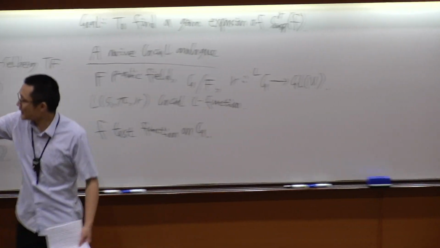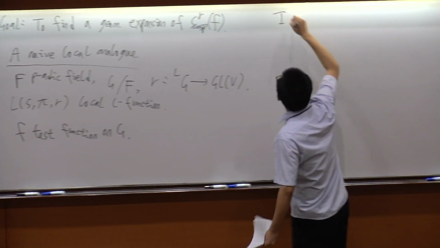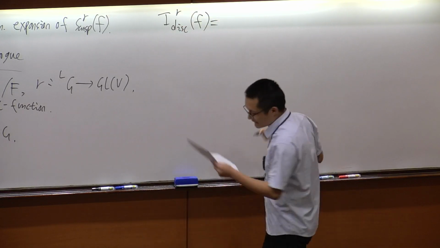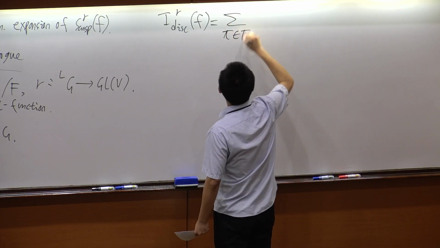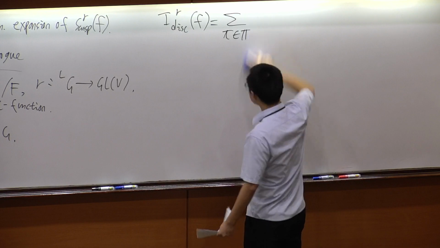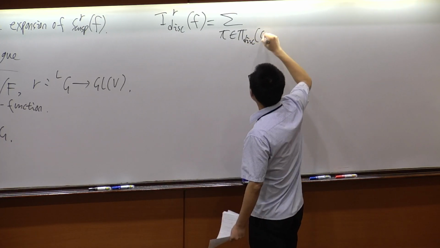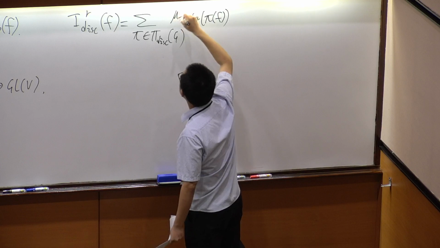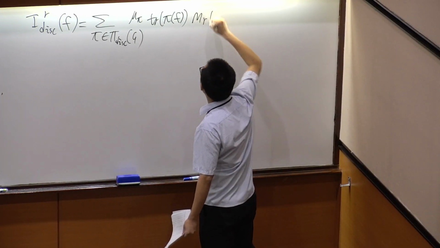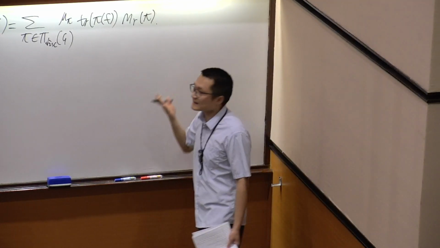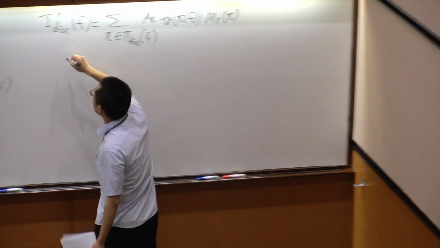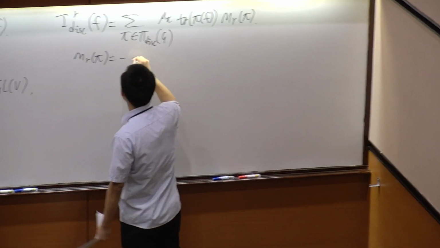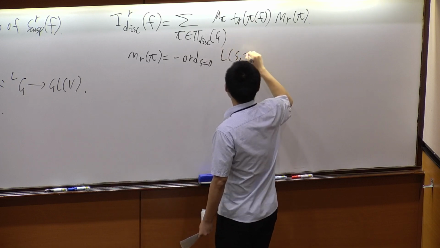Then we can basically mimic what happened globally to define our local distribution, which I denote by I_discrete,R(f). It is the summation over all the discrete spectrum, pi in Pi_discrete(G), still of the form trace pi(f), maybe with some stable multiplicity, and then m_R(pi). But since this is local, the L function needs to be shifted from 1 to 0. So in other words, this m_R(pi) will be the order of the pole of the local L function at 0, not 1. So it is minus the order at s equal to 0 of L(s, pi, R).